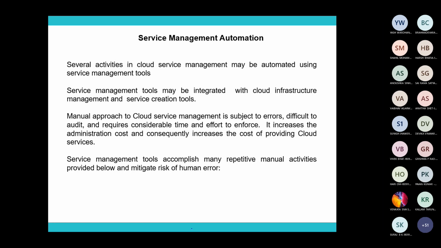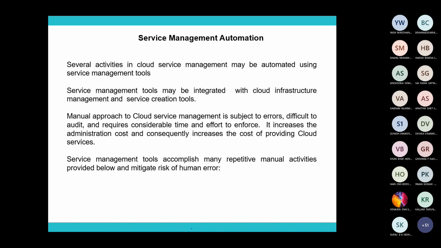Okay, whatever we have mentioned, the different processes, right? So it may be capacity management, performance management, incident management. Most of the things which are mentioned can be automated, right? So you need not do everything manually. A manual approach to cloud service management is subject to errors and difficult to audit, right? So almost everything mentioned can be automated.